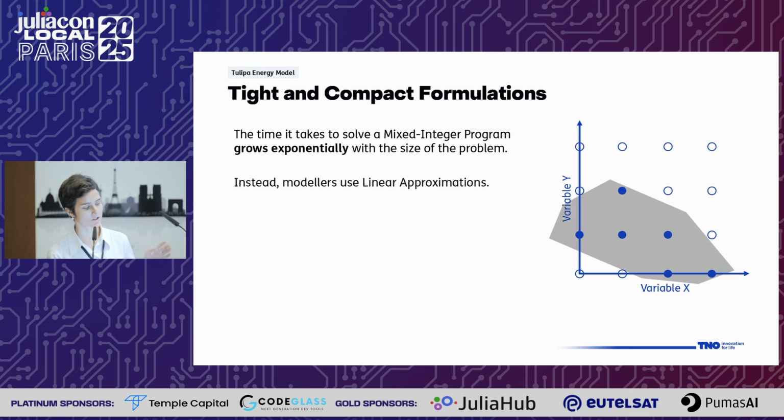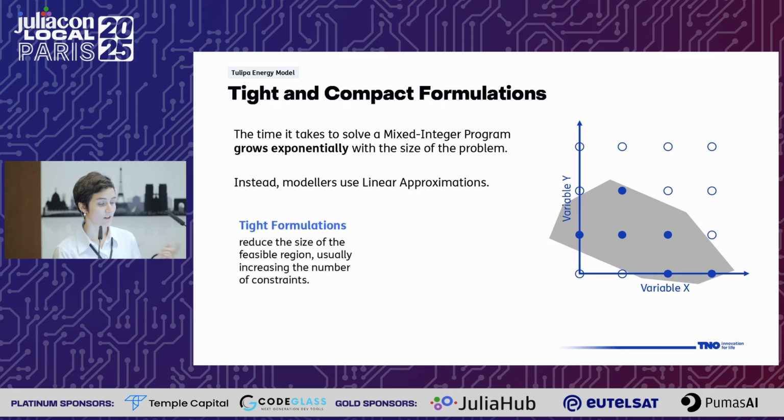But because it grows exponentially, we actually use linear approximations. So now the gray area is everything that is feasible. But that means that you could get a gray solution that's not actually the solution to the original problem. So then you have to adjust it until it actually is what you're looking for. But there are infinite ways of formulating this gray area for any given integer problem, and they're not all equal.